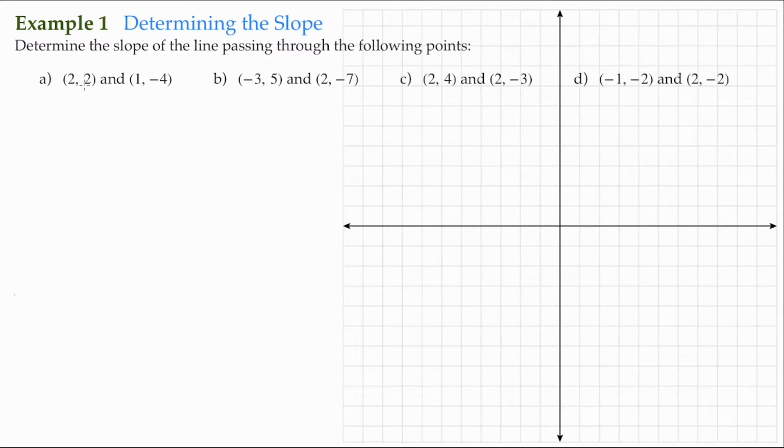So I'm just going to go ahead and graph these points here. Here's 2, 2. So I'm going to go over 2, 1, 2, if this is the origin here, and then up 2. So there's 2, 2. And then I'm going to graph 1, negative 4. So we'll go over 1 and then down 4. 1, 2, 3, 4. So here's 1, negative 4. So then we'll put a line that goes through these 2 points.